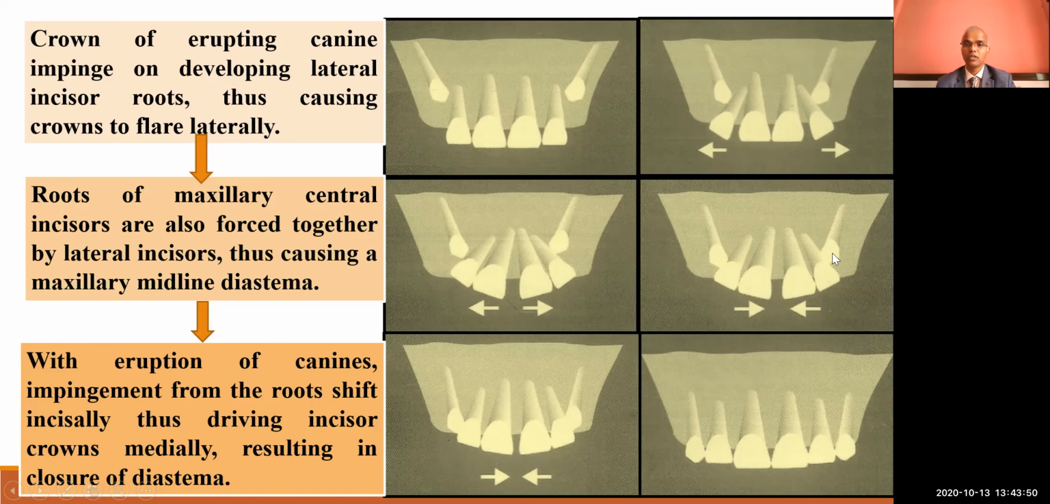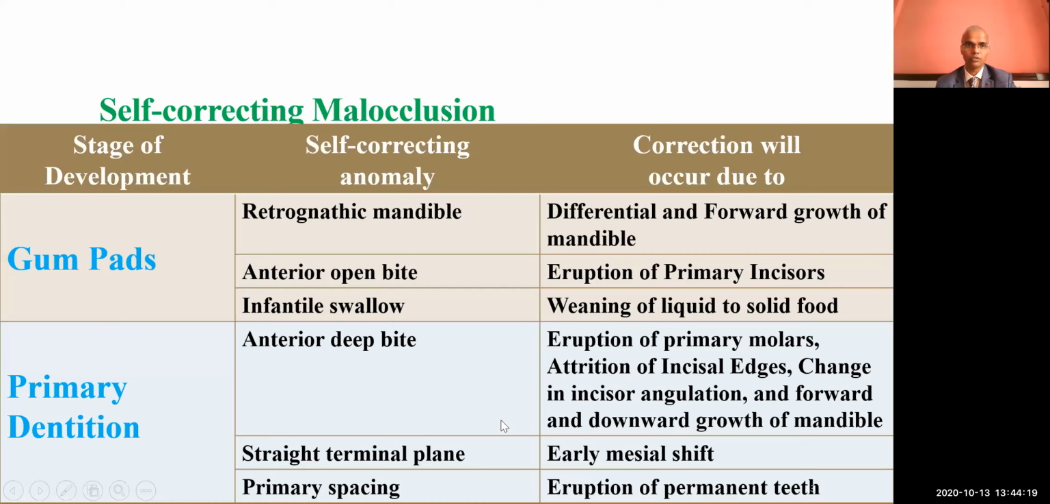the roots shifts from apically to incisally. So it applies pressure over the crowns of the lateral incisors, and it is transferred to the crowns of the central incisors, thus causing the closure of the midline diastema. Okay, so it will be corrected after the eruption of the permanent canine. So it is called a self-correcting malocclusion.